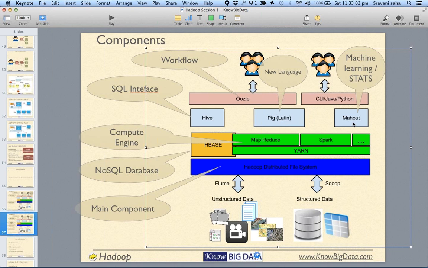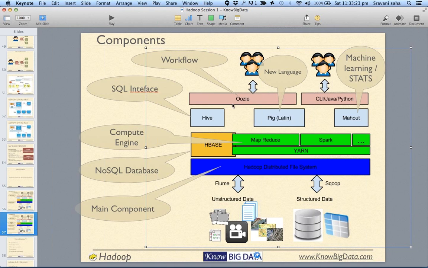Then you have Mahout. Mahout is a bunch of libraries which provide you machine learning and statistical analysis of the data. Recommendation is one typical example. Other than that, classification is another. There are a lot of functions which Mahout provides you.